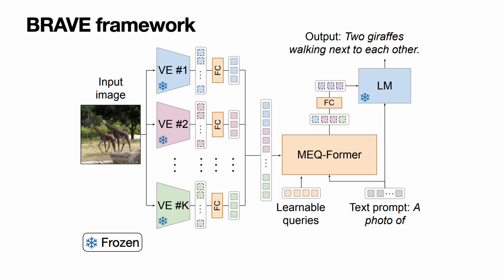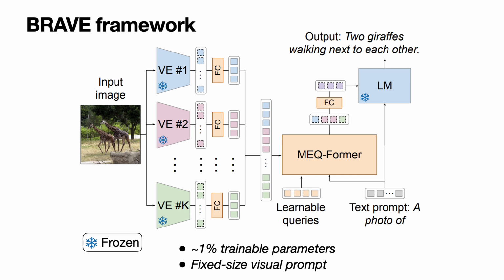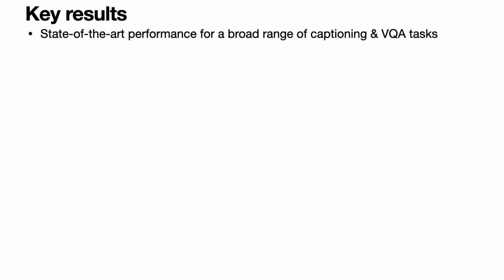Finally, the combined resampled features are fed as a visual prompt to a frozen language model. Using the visual and textual prompts, the language model outputs a text prediction. During pre-training, we keep all the vision encoders and the language model frozen. This results in training only 1% of all the parameters, leading to efficient training. Furthermore, the output of the MEQ-former is a fixed-size vector, enabling the method to scale to several vision encoders efficiently for a more complete representation. We show that Brave achieves state-of-the-art performance for a broad range of vision language tasks.